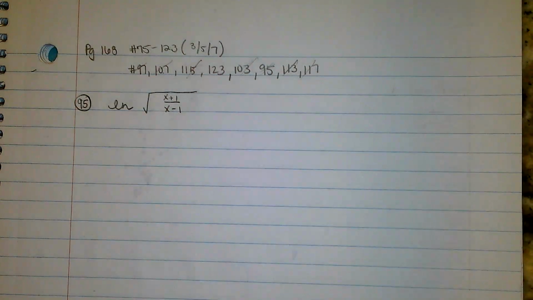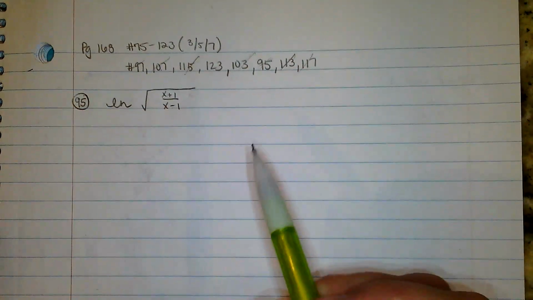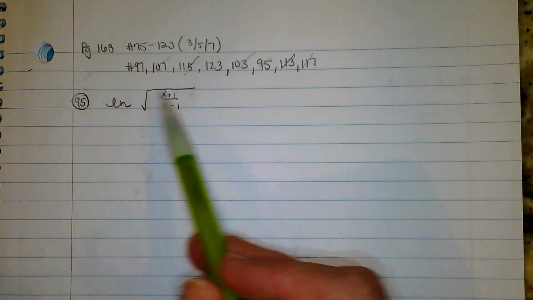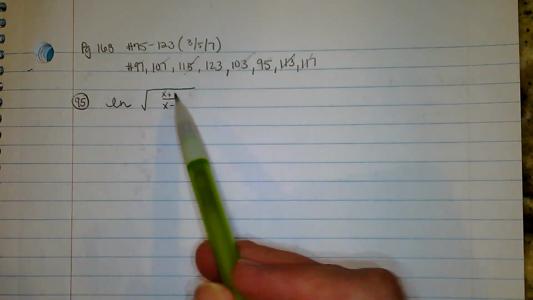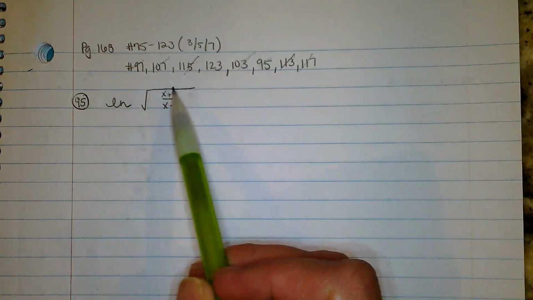All right, guys, I got kind of a laundry list of questions here towards the end of the homework assignment. I'm just going to jump into it. The list of the ones that I'm doing are right there at the top. First one starts off with this natural log of the square root of a rational function. So I'm seeing a rational function within a square root function within a log function.